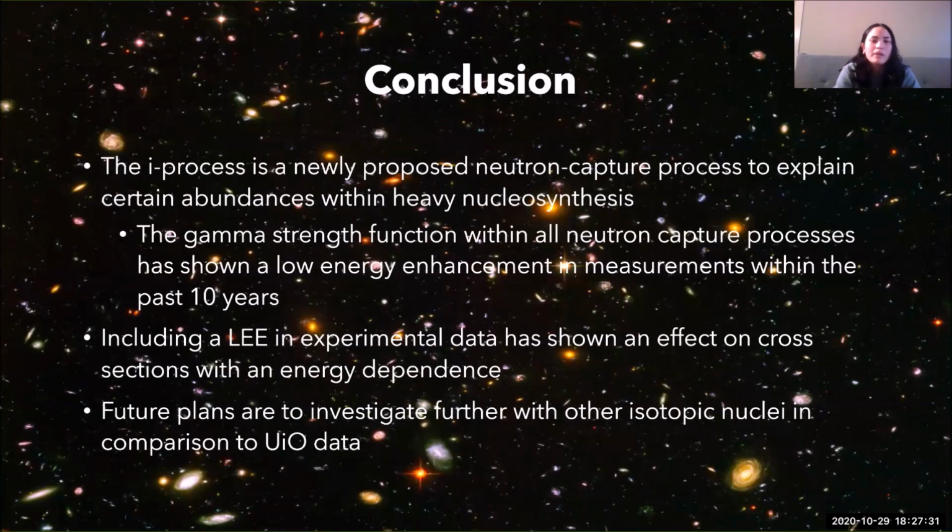In conclusion, the i process is a newly proposed neutron capture process, and it explains certain abundances within heavy nucleosynthesis. The gamma strength function is an ingredient that we need to pay attention to, as this low energy enhancement has popped up in recent measurements over the past 10 years. Including an LEE in experimental data has shown an effect, and it is energy dependent, which could have an effect on astrophysical calculations as far as abundances. Future plans are to have further projects with different isotopic nuclei to compare with the University of Oslo data.